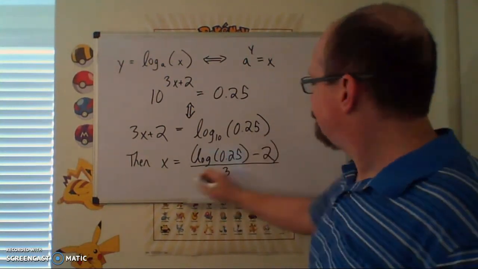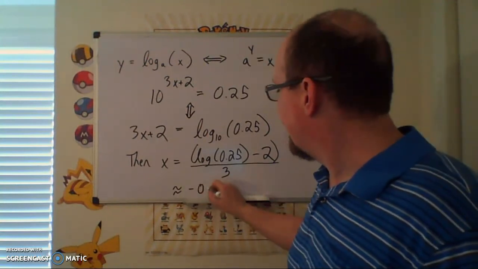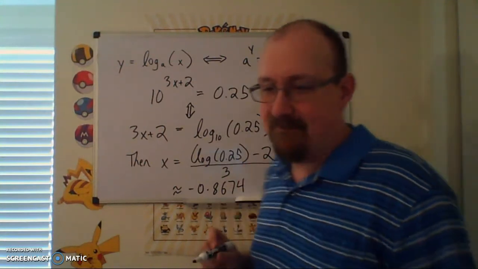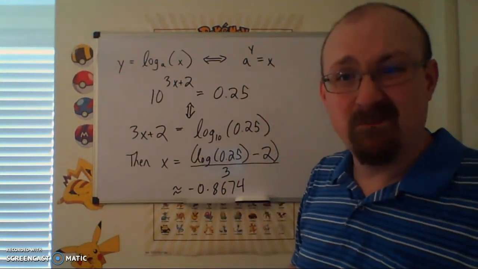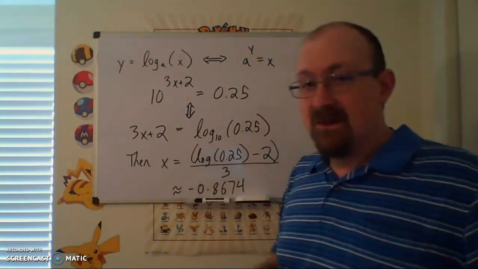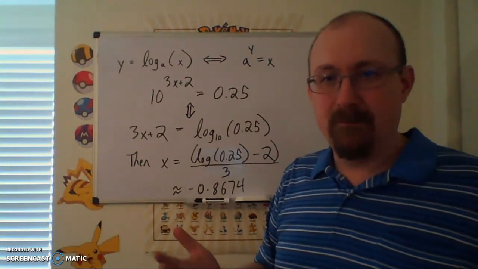Anyway, so when we work that out, I got negative 0.8674. If you go to 4 decimal places, we didn't really tell you how accurate we wanted it, but that's the way to go there. All right, so that's kind of the baseline stuff I wanted to talk about logarithms.